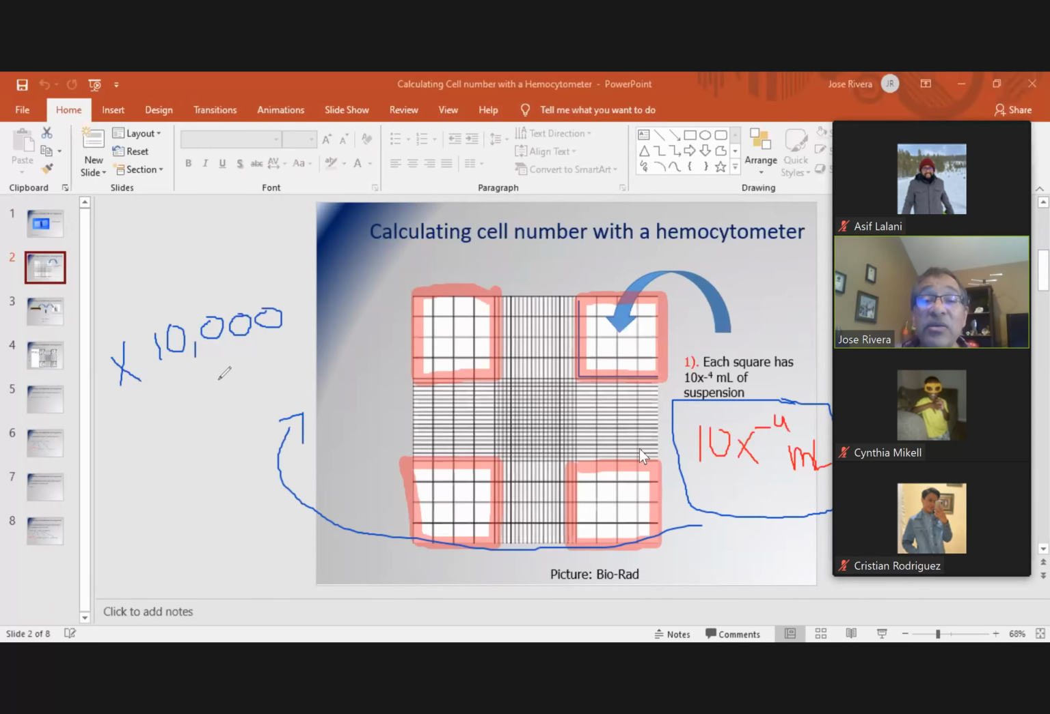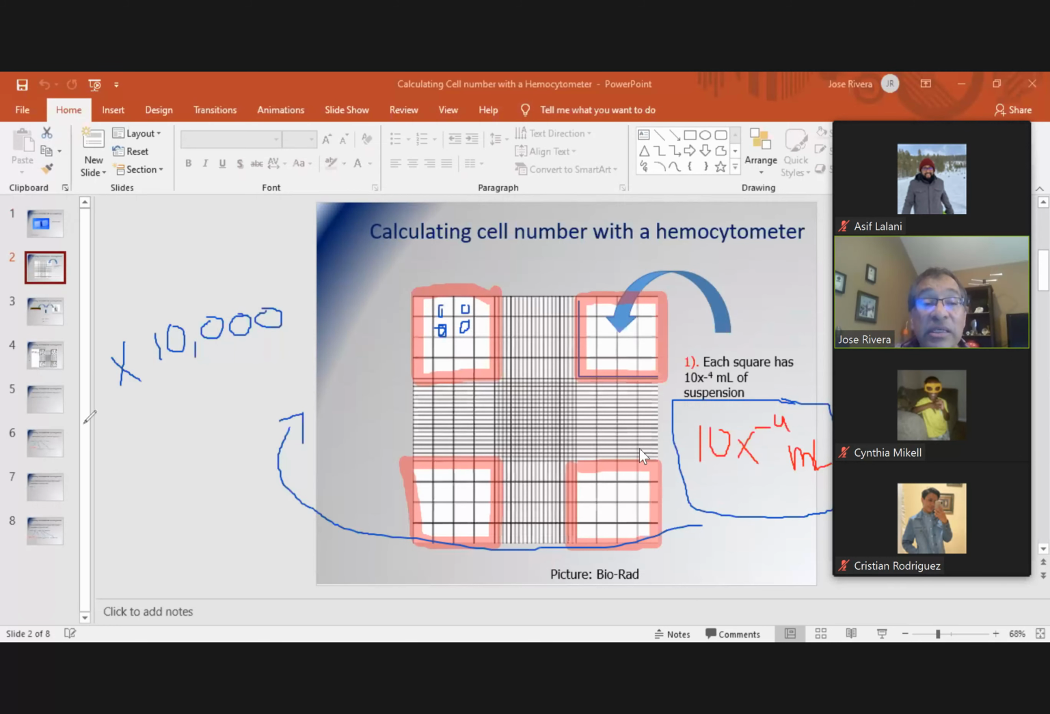Okay, and so let's say you have 10 microliters and you don't dilute the cells, but then you count the cells. And let's say you just count this quadrant, and you have 4 cells here. Okay, so 4 cells times 10,000 gives you 4 times 10 to the 4th, right? And so this is how many cells you're going to have in the sample that you put in there.